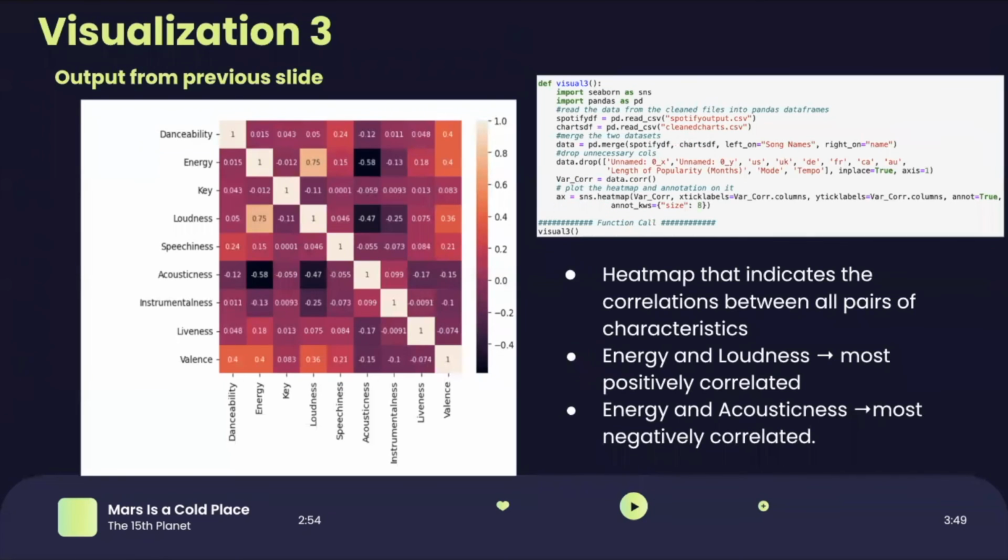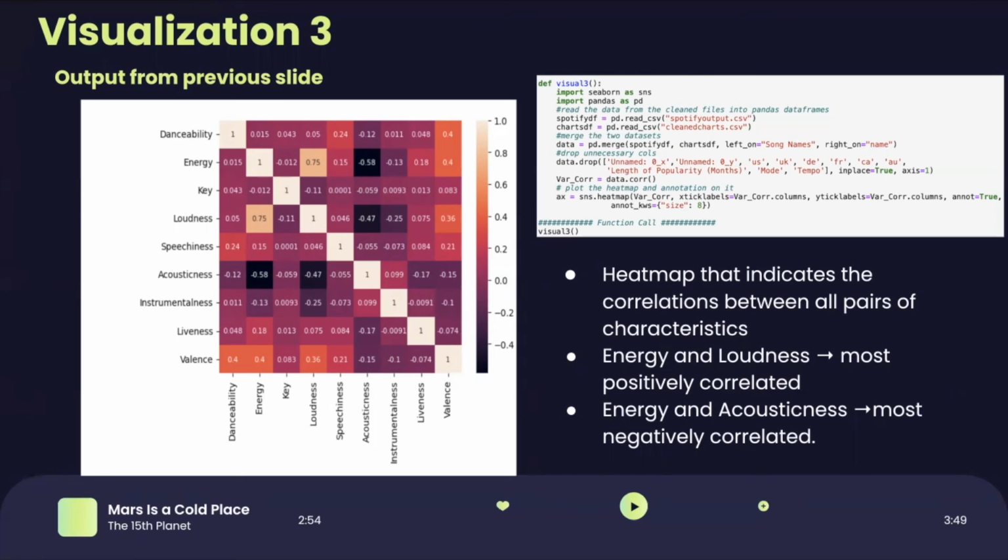Looking at our final visualization that's related to our previous insight, you can see that the value of 0.75 is the lightest non-1 value on our correlation heat map. So energy and loudness are the most positively correlated of any two characteristics. You can also see that energy and acousticness are the most negatively correlated.